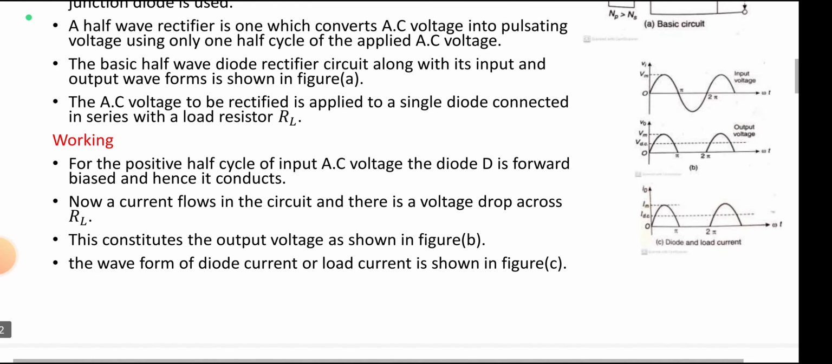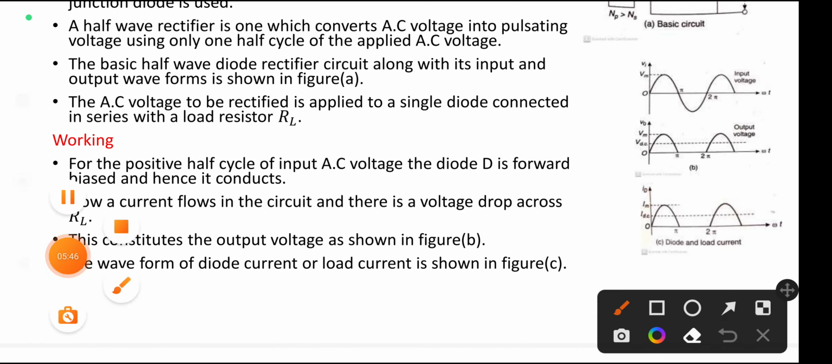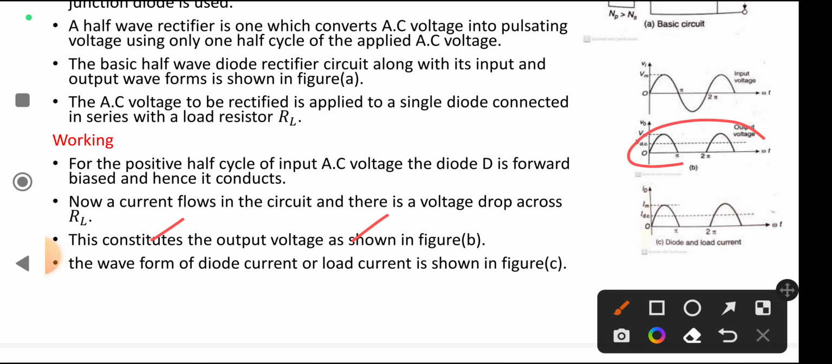And next, this constitutes the output voltage as shown in the figure. This output is shown here like this. It is the output, and it is also an output. If it is about the current, it is a current diagram. So two diagrams are given.